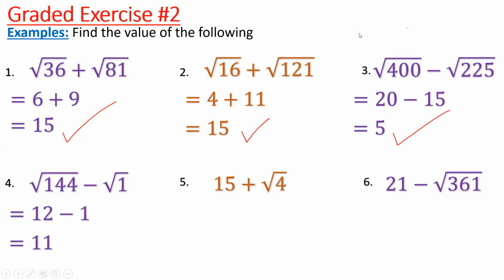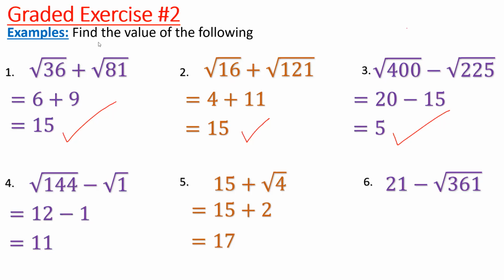Good. And Angel, number 5. Yes, sir. So for number 5, we keep 15 because there's no square root. And then the square root of 4 is 2. And then we add 15 plus 2 and it's 17. Very good. 15 plus 2 is 17. Very good. And then, Adari, do number 6 for me, please.